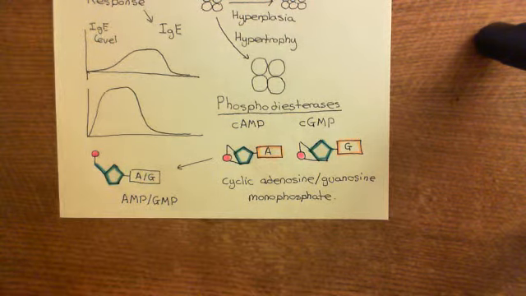Okay, and I just want to emphasize that the sugar that you have there is ribose, not deoxyribose. It's not the sugar that you would have in DNA, it's the sugar that you would have in RNA, ribonucleic acid. So this is ribose. Right, okay, so that's what phosphodiesterases are going to do. They're going to cut this bond here in cyclic AMP or cyclic GMP to break them down to AMP or GMP, so to take away the cyclic.